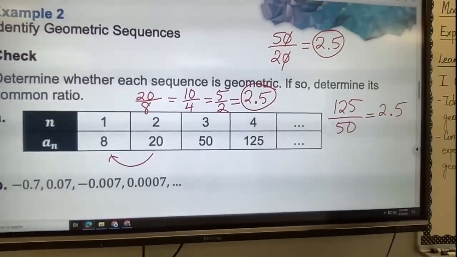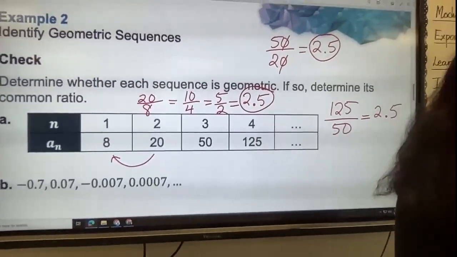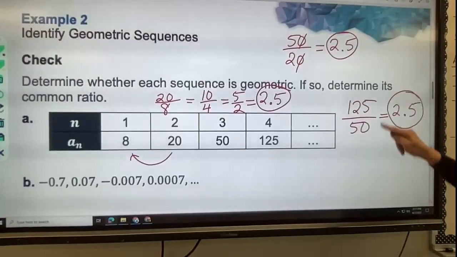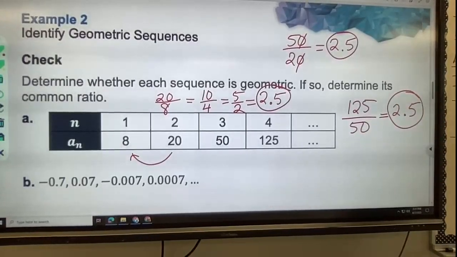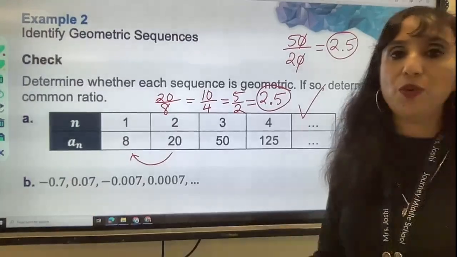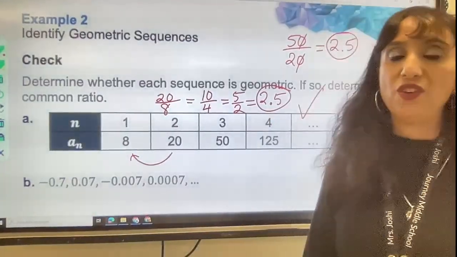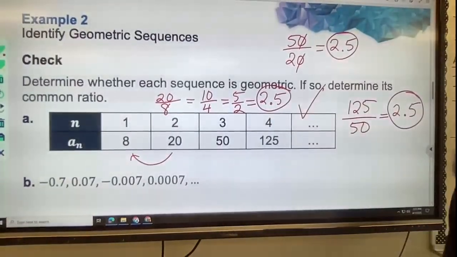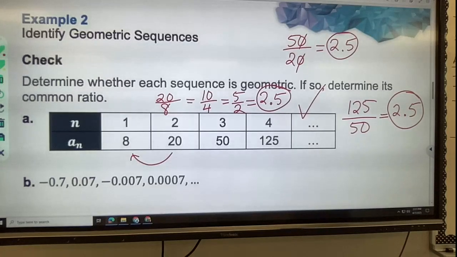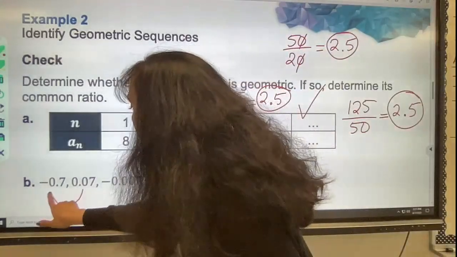Okay? So therefore, I can see that I do have a common ratio, which is 2 and 5/10. So this sequence is a geometric sequence. Yes, that's why I put the check mark. It is a geometric sequence. Let's look at the other one. So we are going to divide from here to here.